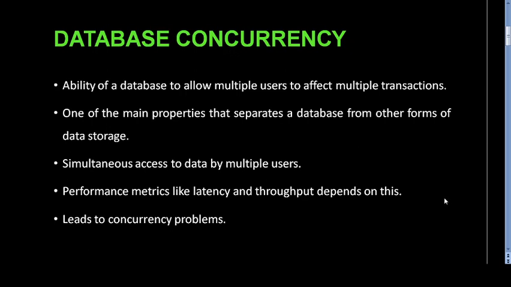First, what is database concurrency? The main advantage of a database is its ability to allow multiple users to perform multiple transactions. That is why we prefer this database structure. Concurrency cannot be avoided as such, because without concurrency this multiple access will never be possible. So we have to deal with it, but concurrency gives problems too.